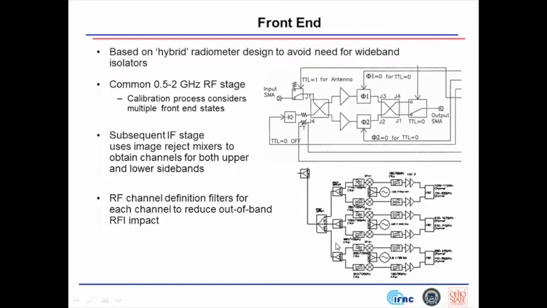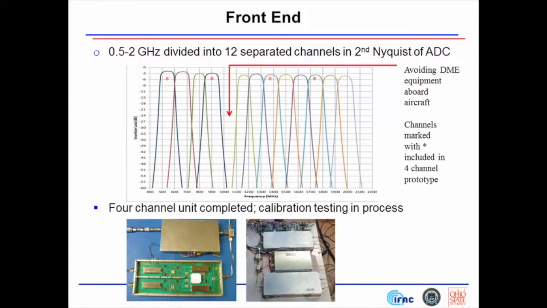So in the end, for the airborne deployment, we're going to have 12 channels, it turns out. We originally were planning to have 15 channels to make the 1.5 gigahertz, but as we did some more design studies, we decided to reduce that to 12 channels, in particular because there's some DME equipment on board the aircraft that would probably make that band unworkable for us.